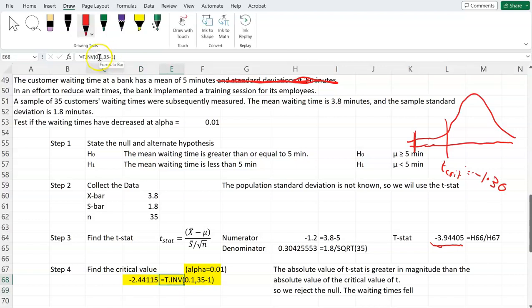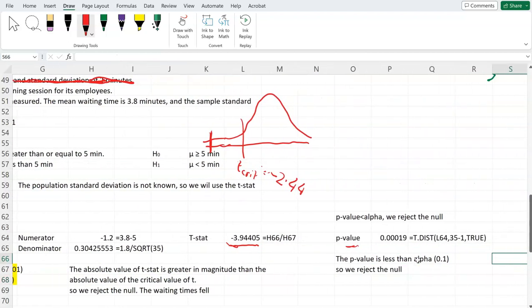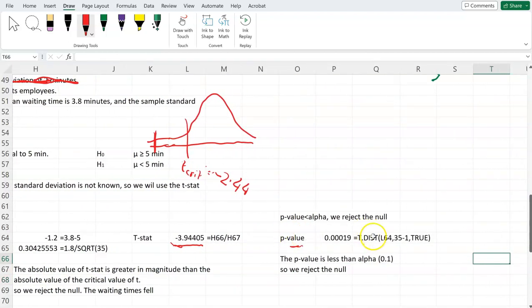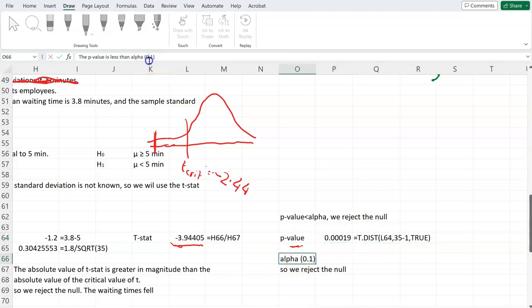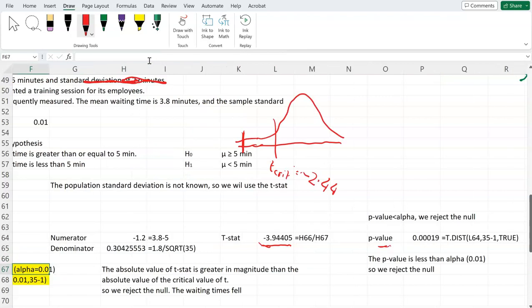My t-value, this one, I update that to 0.01. Now my critical value of t is negative 2.44. So again, I reject the null. The p-value stays the same, but I will update this to 0.01. And so the p-value is less than alpha, so we reject the null.